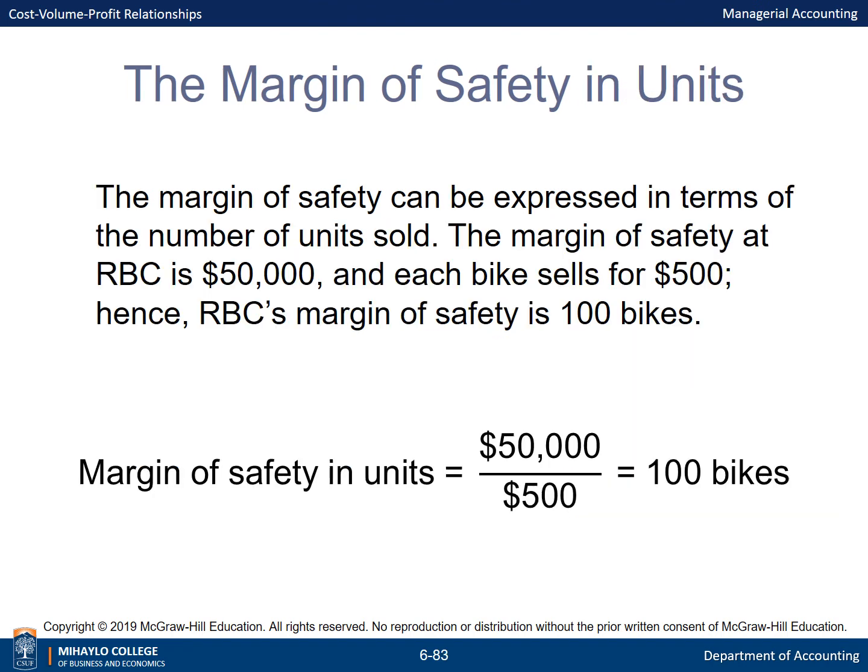The margin of safety can be expressed in terms of the number of units sold. The margin of safety at RBC is $50,000, and each bike sells for $500. Hence, RBC's margin of safety is $50,000 divided by $500, or 100 bikes.